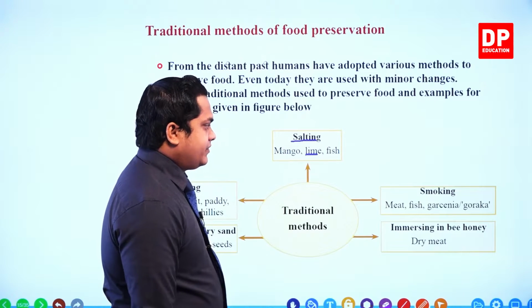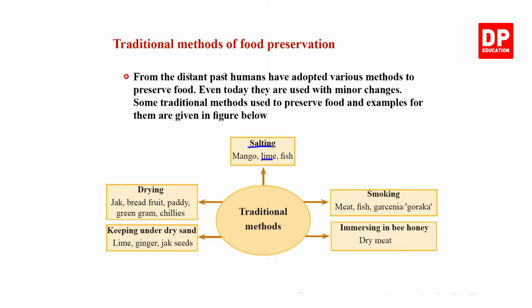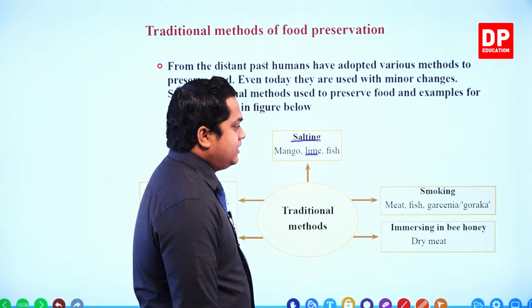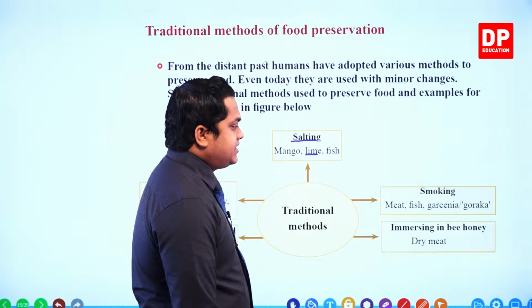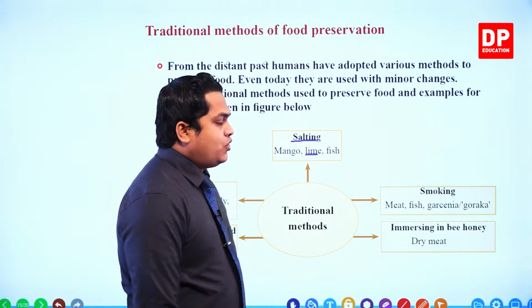Then smoking. Smoking is another method that we can use to preserve food. It is also a traditional method. When smoking, we can preserve these types of food items: meat, fish, Garcinia, or Goraka in Sinhala. These kinds of food items we can preserve by the smoking process.